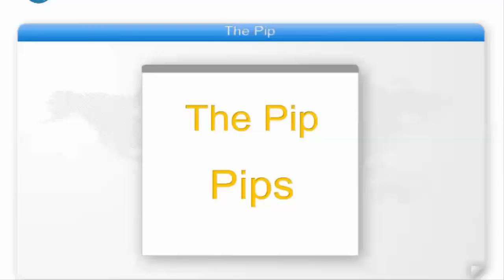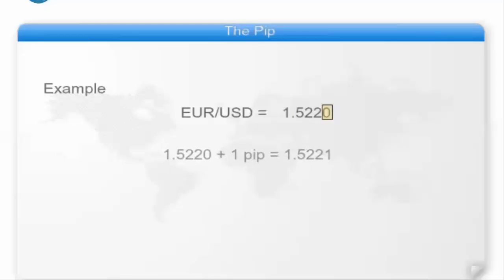A pip. Another important concept in the Forex market is the pip. Pip, singular, or pips, plural. In the Forex market, the exchange rate rises by pips and falls by pips. For most of the currencies, the pips are denoted 4 places after the decimal point. In other words, if the euro-dollar rate is 1.5220, then the number of the pip is 0. If the exchange rate was previously 1.5220 and now it rose by 1 pip, the exchange rate will be 1.5221. If the exchange rate fell by 10 pips, it would be 1.5210, and so on.